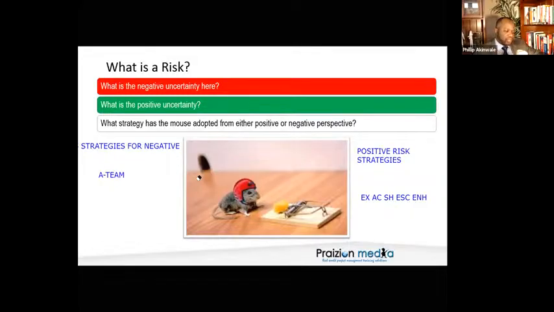Again, the word trigger or risk trigger is a warning sign that a risk has occurred or is about to occur. Okay, the risk has occurred or is about to occur. That's what a risk trigger is. So be aware of the term trigger or risk trigger.